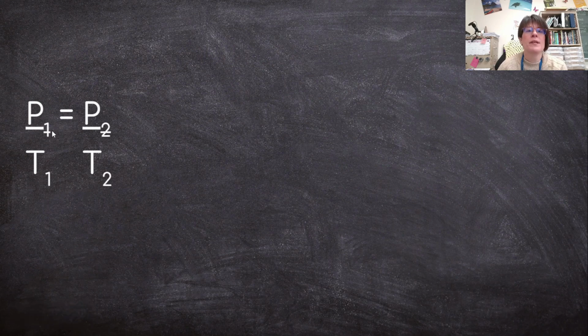So we have P1 over T1 equals P2 over T2 for our equation. And these do have a direct relationship. When one goes up, the other will go up.